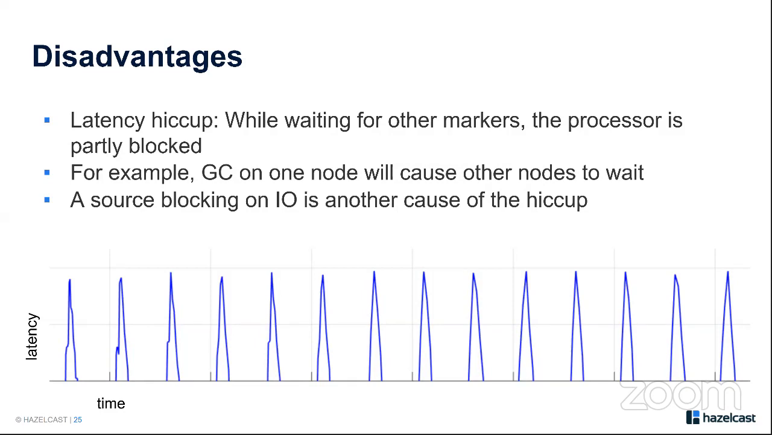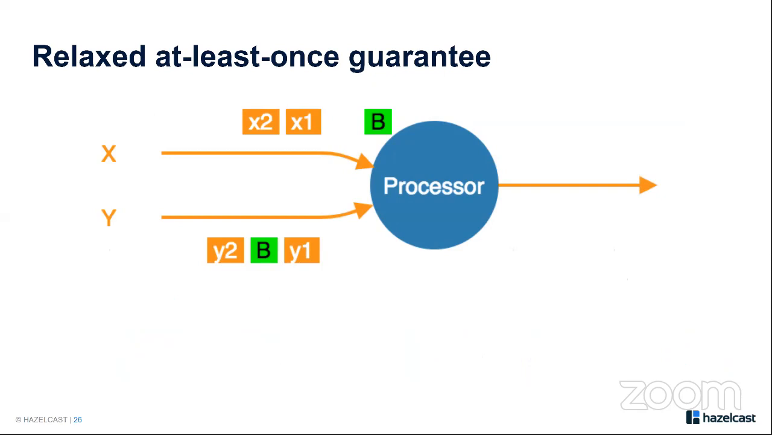This is the disadvantage, but there is, I would say, a partial solution to this, and it's the relaxed at-least-once guarantee. If you are fine that some messages are processed multiple times, then you can enable this guarantee, and I will show you in this example what happens under the hood. This is the same example as before. So there is a barrier on channel X.